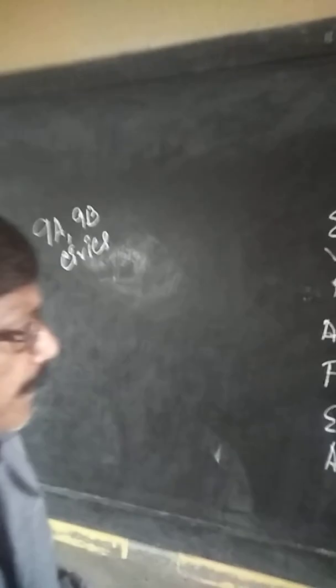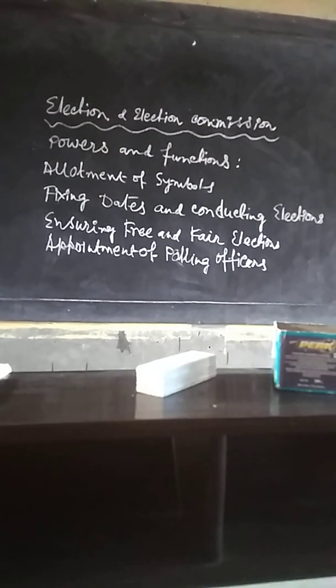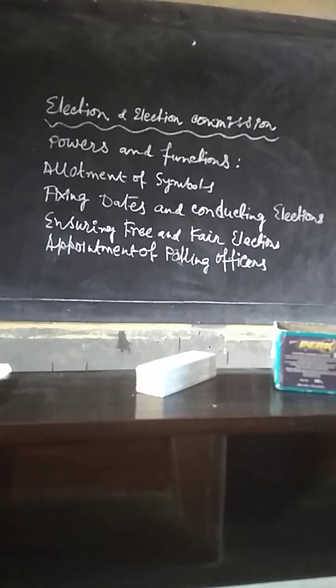The first point, powers and functions. The election commission enjoys some powers and functions. Now what are the powers and functions the election commission enjoys? Number one, allotment of symbols. Now what is allotment of symbols?